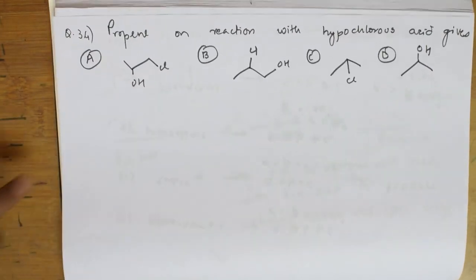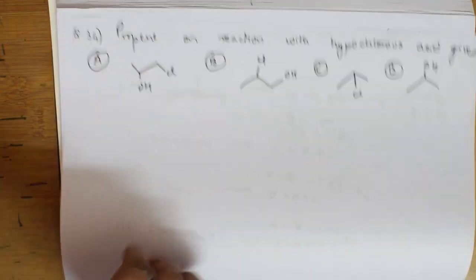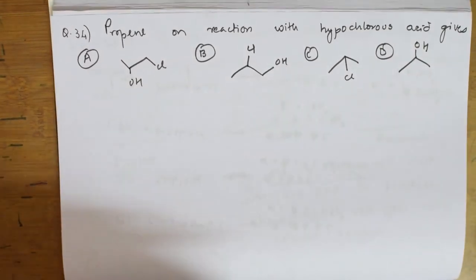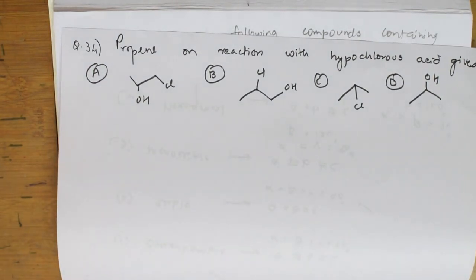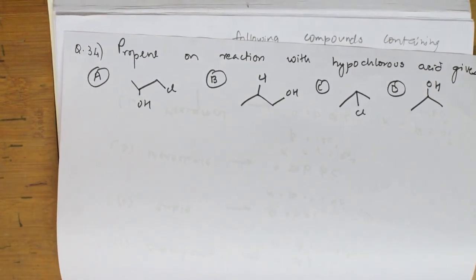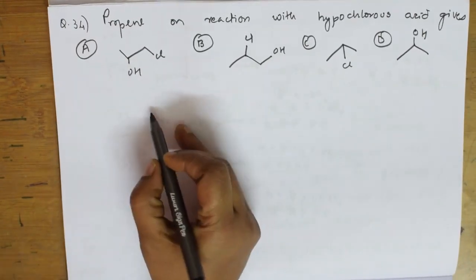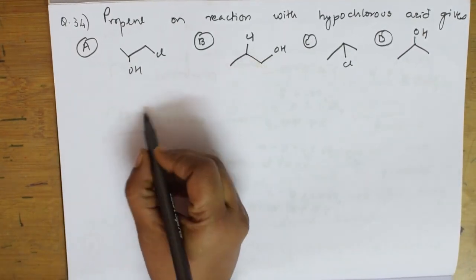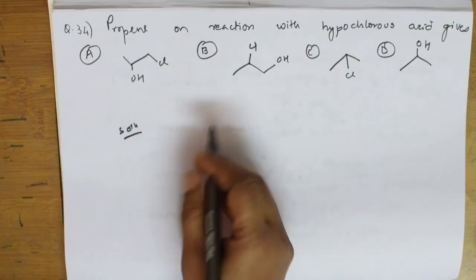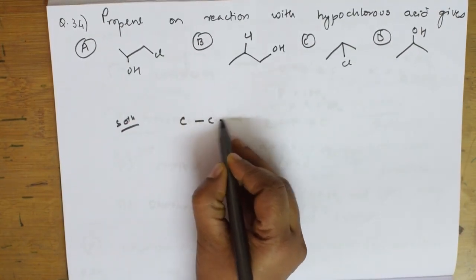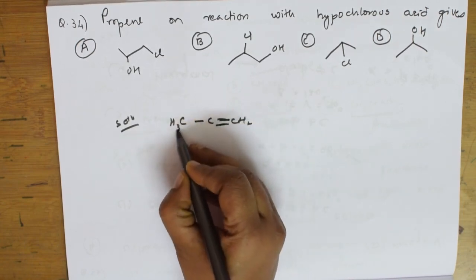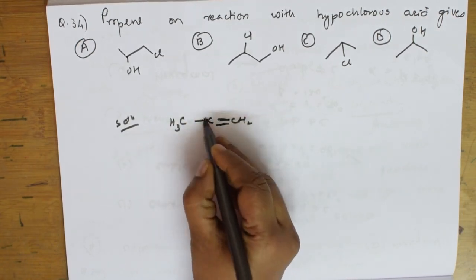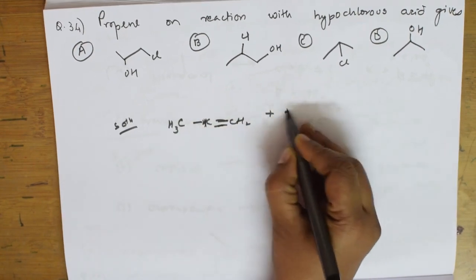Again, an organic equation. Propene on reaction with hypochlorous acid gives. So basically, whenever you take alkenes, we'll be talking about Markovnikov's and anti-Markovnikov's addition, isn't it? The concept of this. So let us write the reaction. Propene. Propene is 3 carbon atoms. So propene, CH2=CH-CH3. This is propene, correct? Yes, 3 carbon. Now hypochlorous acid is what?